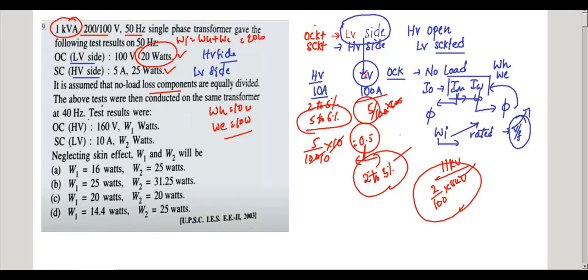Same transformer, the test is conducted at 40 Hz. Carefully observe. Open circuit is conducted on the HV side with the LV side open, and short circuit is conducted on the LV side with the HV side shorted. 200 by 100 volts means turns ratio N1 by N2 is 2, transformation ratio is 1 by 2. So 160 volts on the HV side gives 80 volts on the LV side.